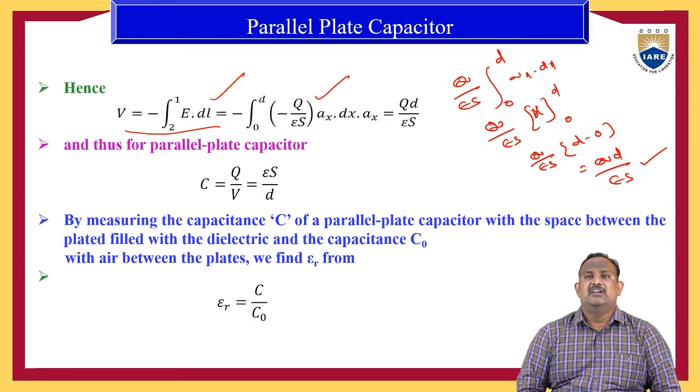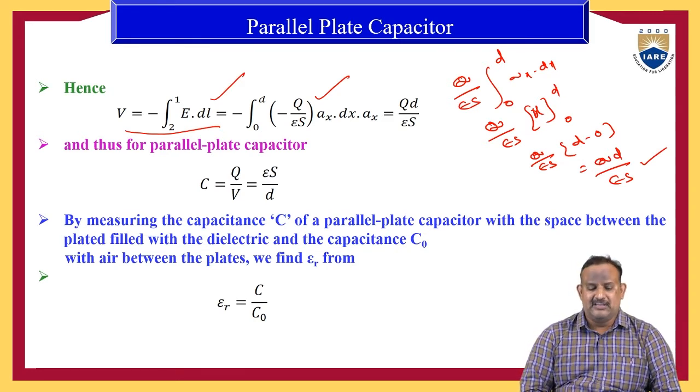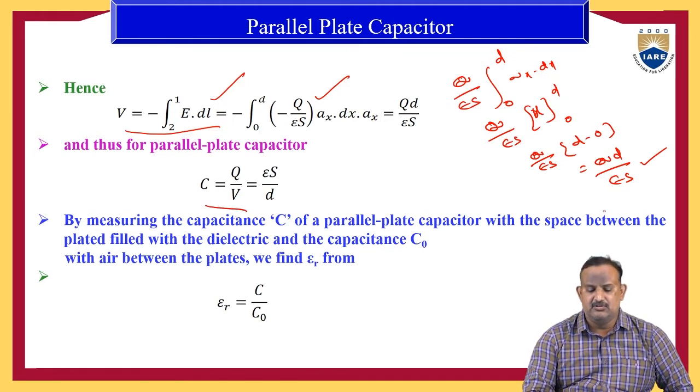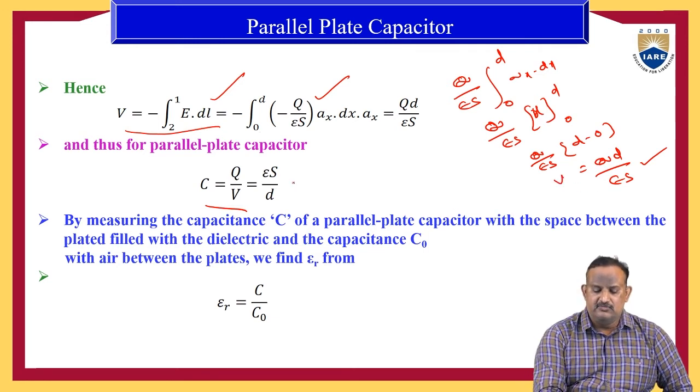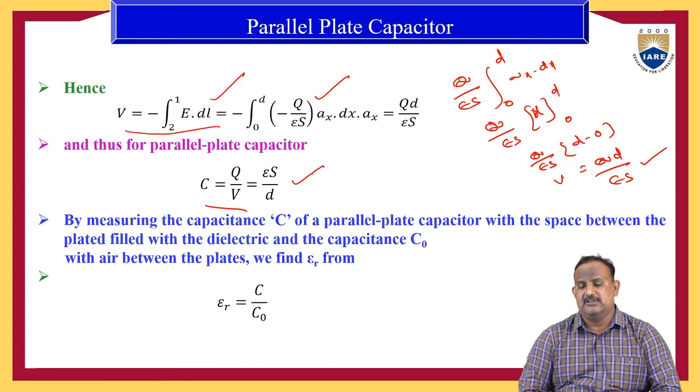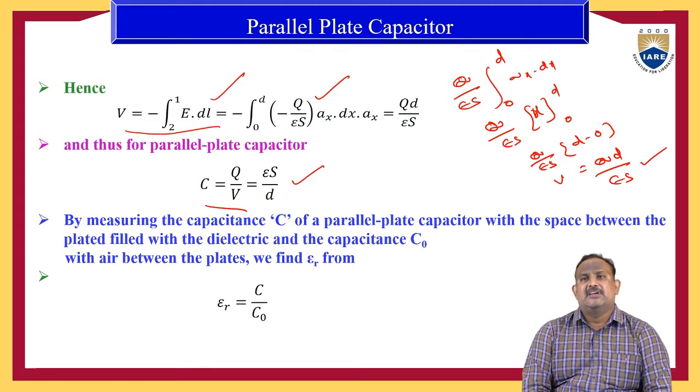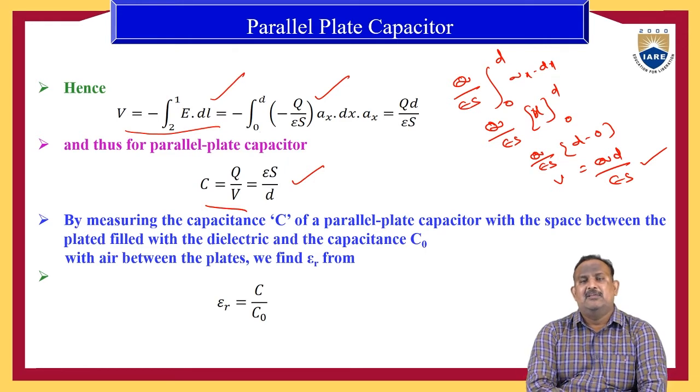Thus we can define the capacitance of a parallel plate capacitor. Capacitance C is equal to Q by V. Therefore Q by V is equal to epsilon S by d. So this is the capacitance of a parallel plate capacitor.